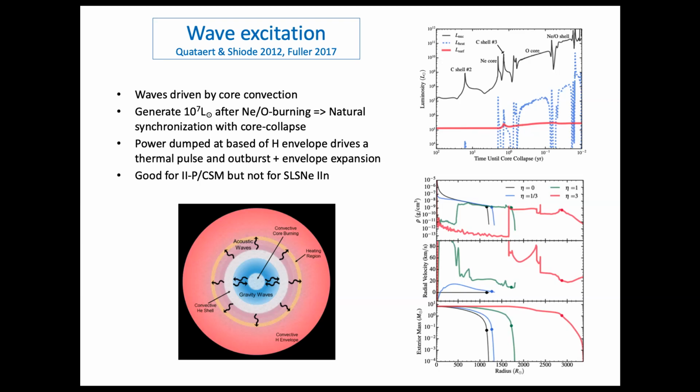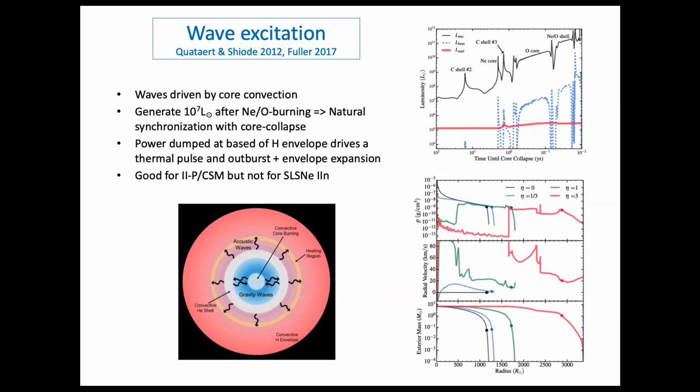And in the simulations that Fuller has done, this is the luminosity versus time until core collapse. It shows the various burning stages here. This is the total nuclear power released by the core. This is the surface luminosity. There's a huge offset. Most of this energy is actually taken away by neutrinos, thermal neutrinos. But there's also a lot of energy that goes into convection.